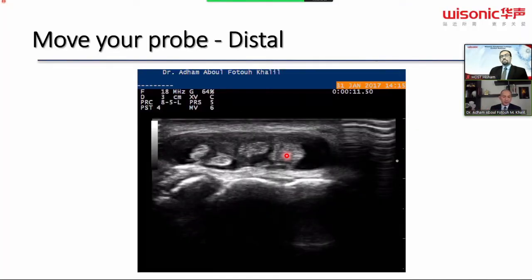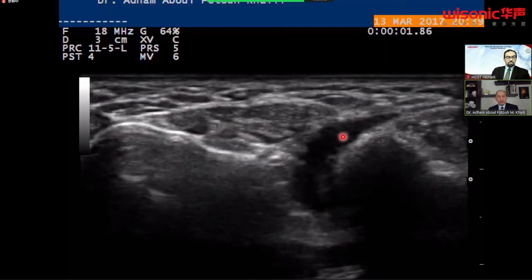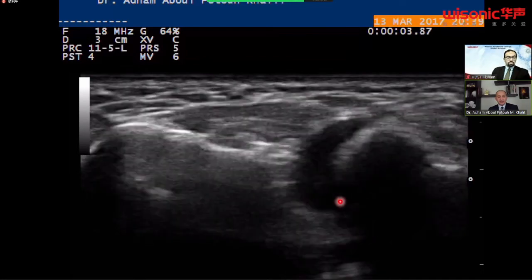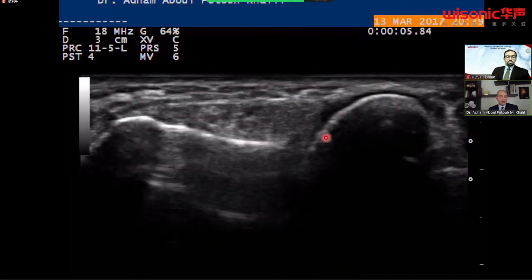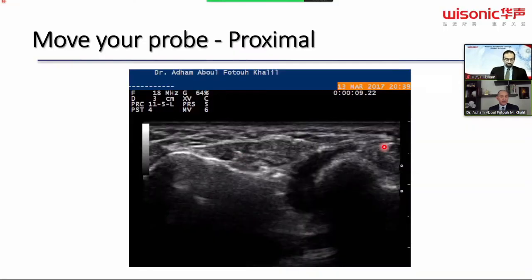Following those structures and scanning them along their course is very important, because you can detect the pathology in a different fashion. Now, if you scan proximally, this is the distal ulnar joint here that is distended with abnormal material. We could not detect this when we had the anatomical landmarks, but moving your probe proximally can detect these abnormalities.